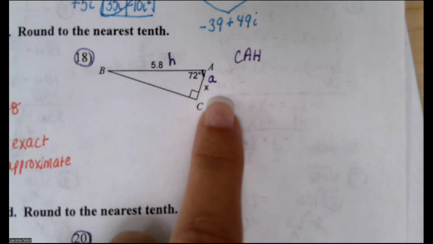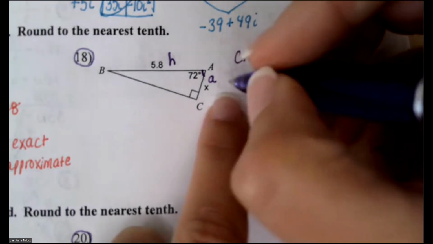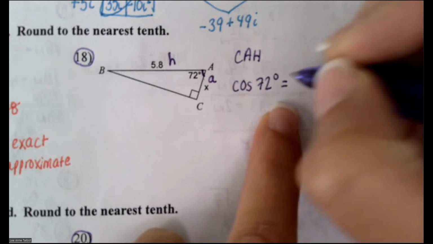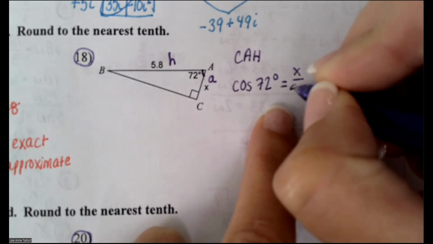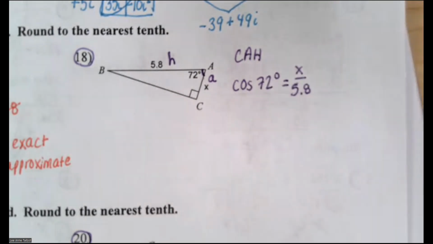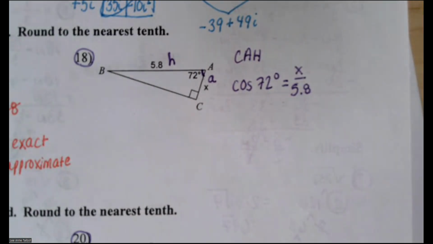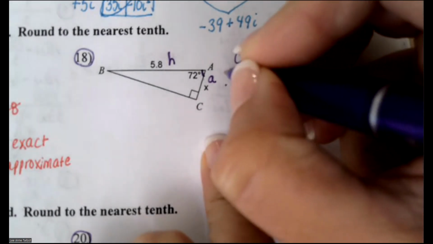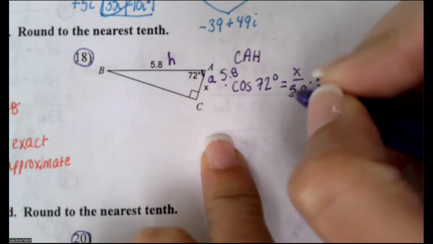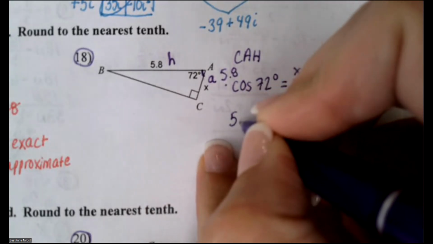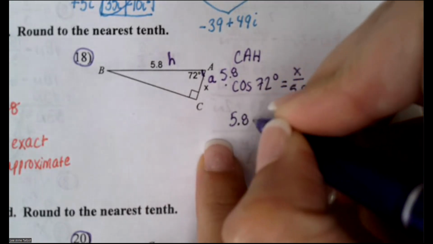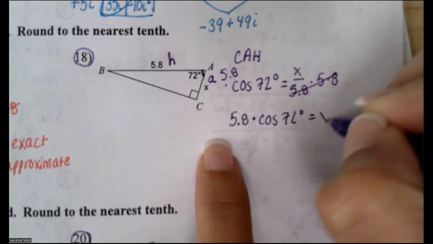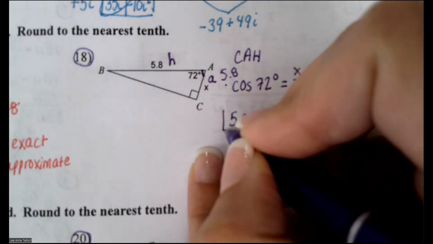SOHCAHTOA not only helps you choose, but it also helps you set up your equation. Cosine 72 degrees equals adjacent over hypotenuse, so x over 5.8. Multiply both sides by 5.8. 5.8 times cosine 72 degrees equals x. That is your exact.